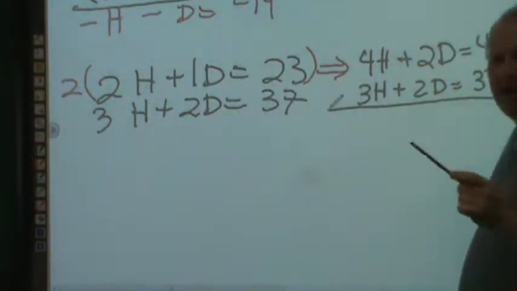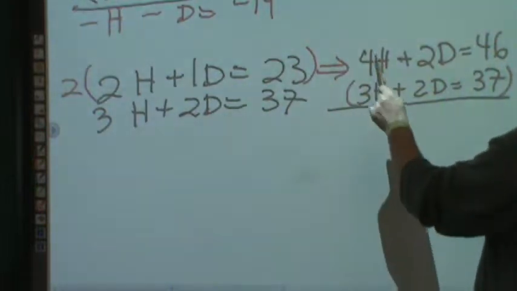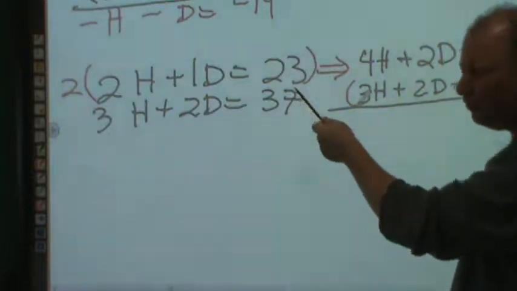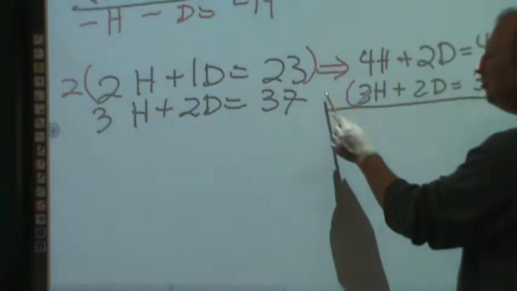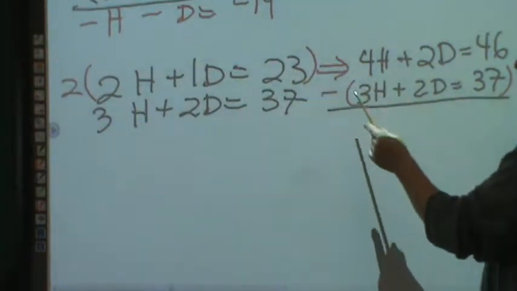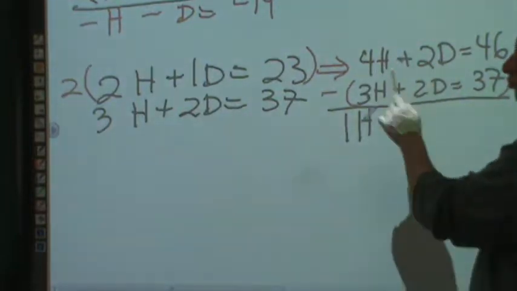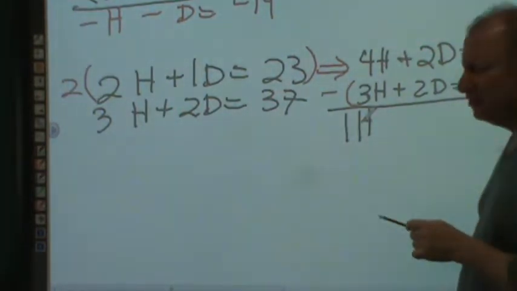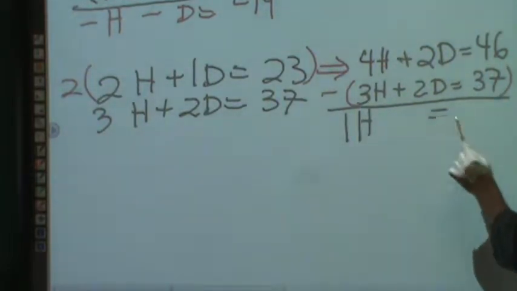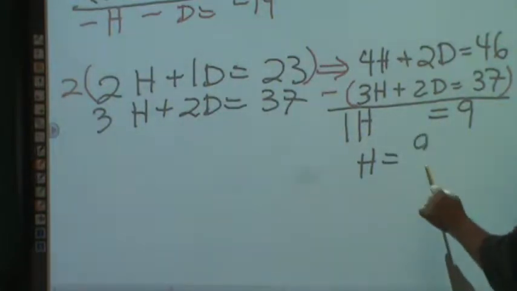Let's look at what I can do now. If I add it, 4 plus 3 is 7, 2 plus 2 is 4, nothing happens. Then I can go through this whole process again. But let's look at what happens if I subtract. 4 hot dogs minus 3 hot dogs is 1 hot dog. 2 drinks take away 2 drinks is nothing. 46 minus 37 is 9. So I can say a hot dog costs $9.